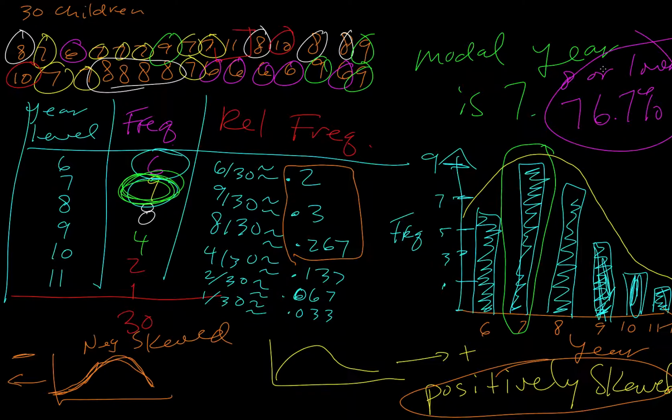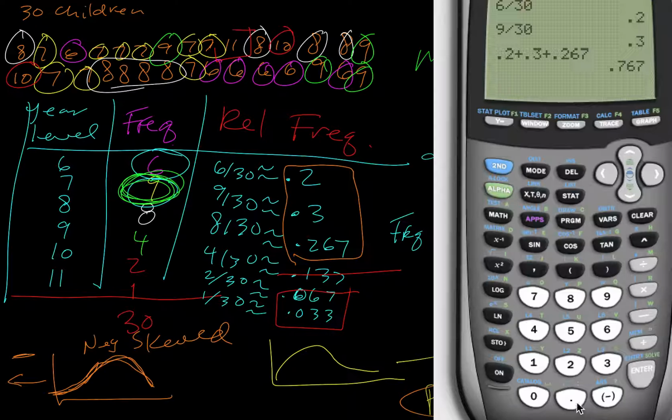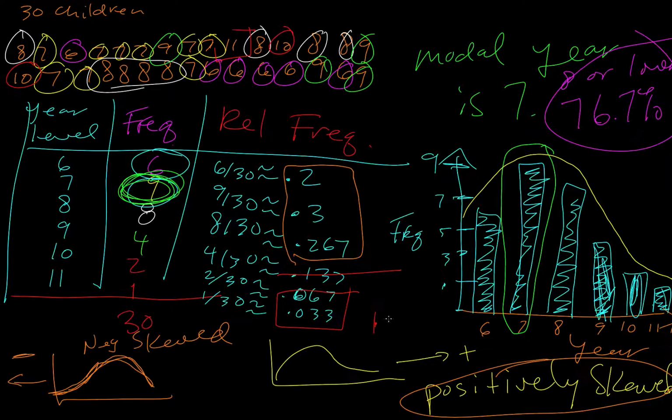Okay, and then what percent of the children were above year 9? So above year 9, we look at year 9. Year 9 is not above year 9, so we're not looking there. We're only looking above. And if we add those two, we're going to get 0.067 plus 0.033, and that is 10%.